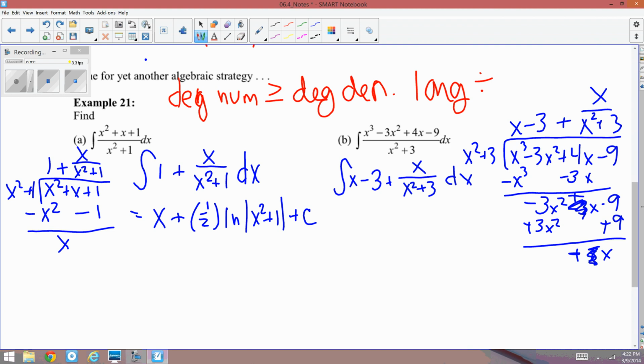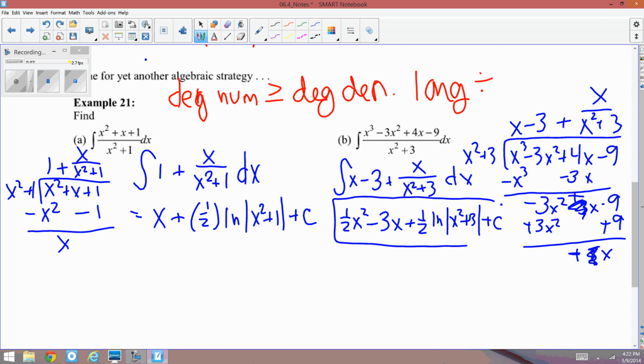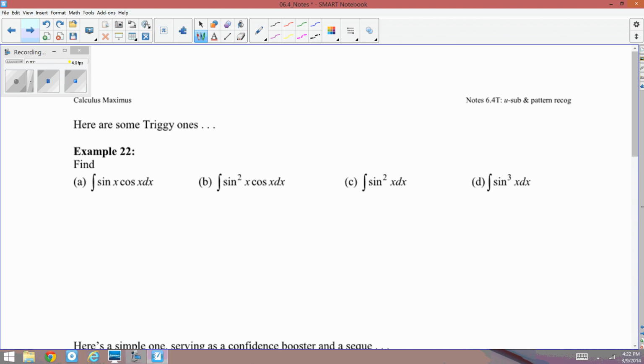Integral of x is 1/2 x squared. Integral of 3 minus 3x. This one, again, I recognize the x squared plus 3 in the denominator. The numerator is off by a factor of 2. So I'll correct it by putting the 1/2 ln absolute value x squared plus 3 plus c. And that's our answer for that. So kind of neat. We have a couple different strategies. We'll try a couple more.